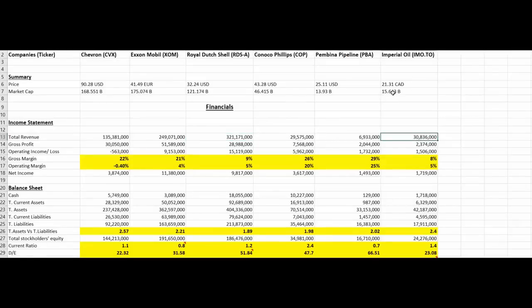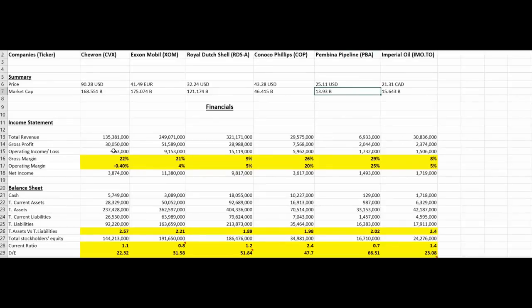So if you see, the market cap of Imperial Oil and Pembina does not have so much difference, but there is a huge difference between the total revenue of the two. Imperial Oil has much bigger revenue, even bigger than ConocoPhillips, as you can see here. Okay, so gross profit is 30 billion, 51 billion, 28 billion, 7 billion, 2.04 billion, and 2.374 billion. So gross profit is in the same range if we compare these two small companies.